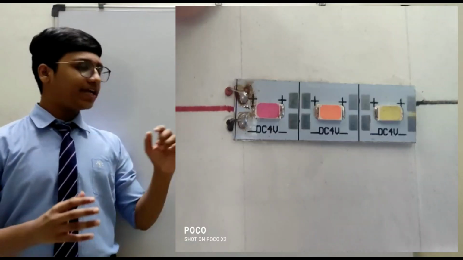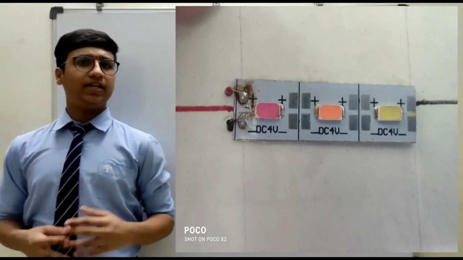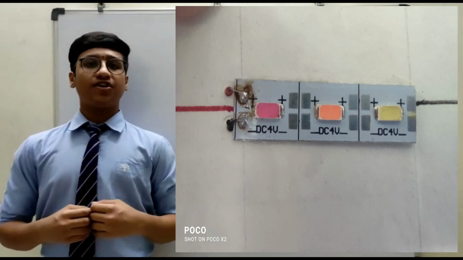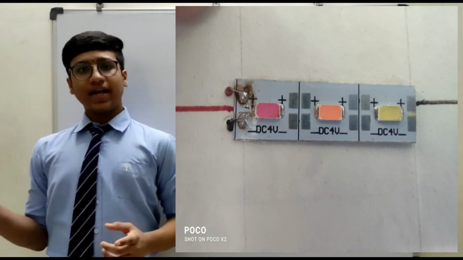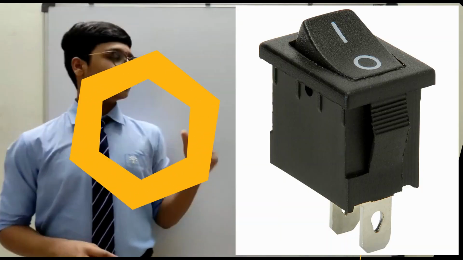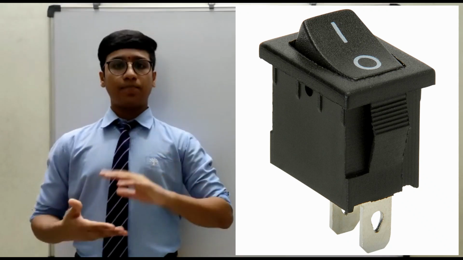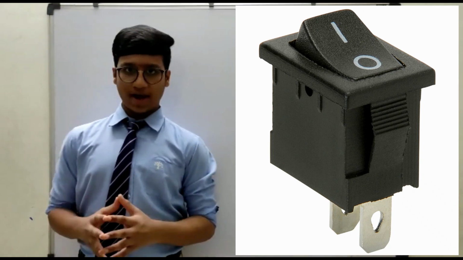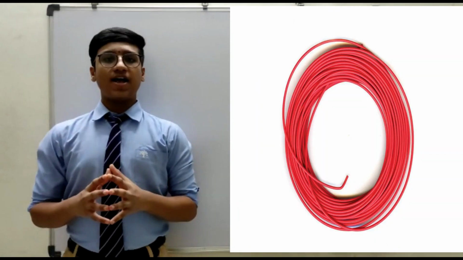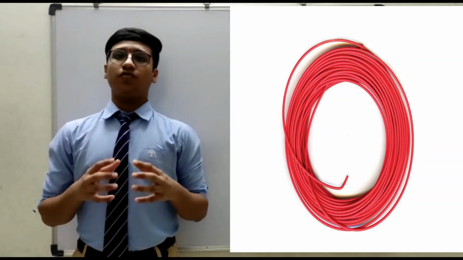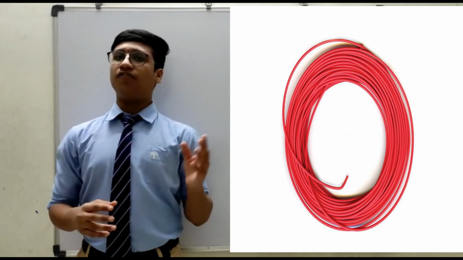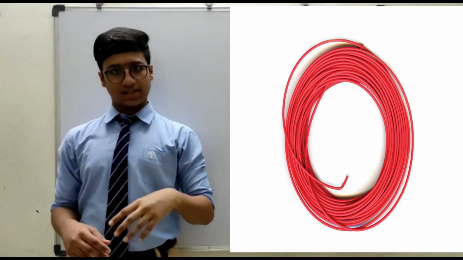Second is LED bulb. The full form of LED is light emitting diode. It uses semiconductor which emits visible light when electric current passes through it. Third is a switch. A switch is a device that is used to close and break the circuit whenever required. Connecting wires. Connecting wires connect all the components of the circuit and allow the flow of electric current from one point to another.